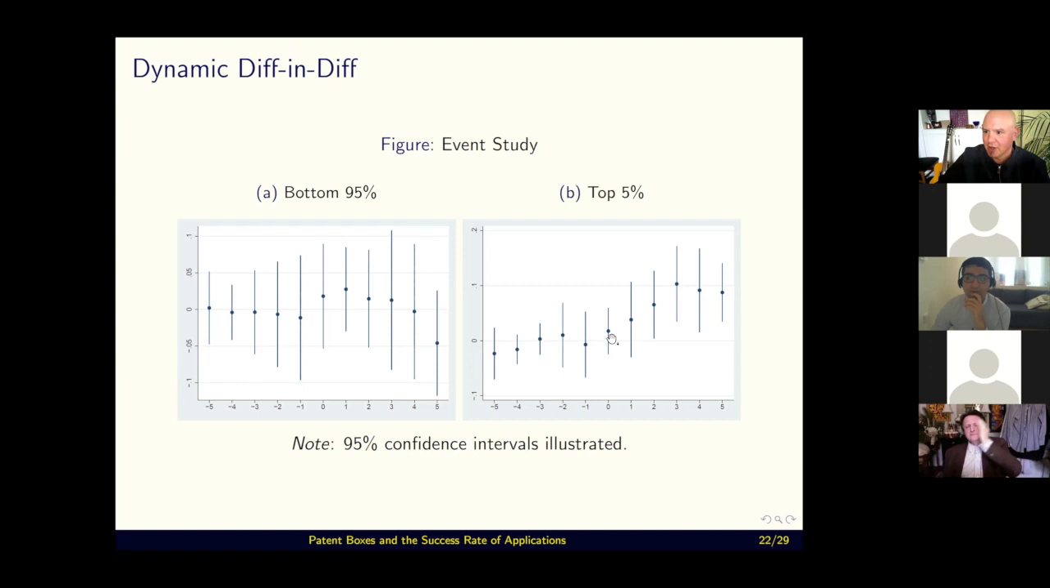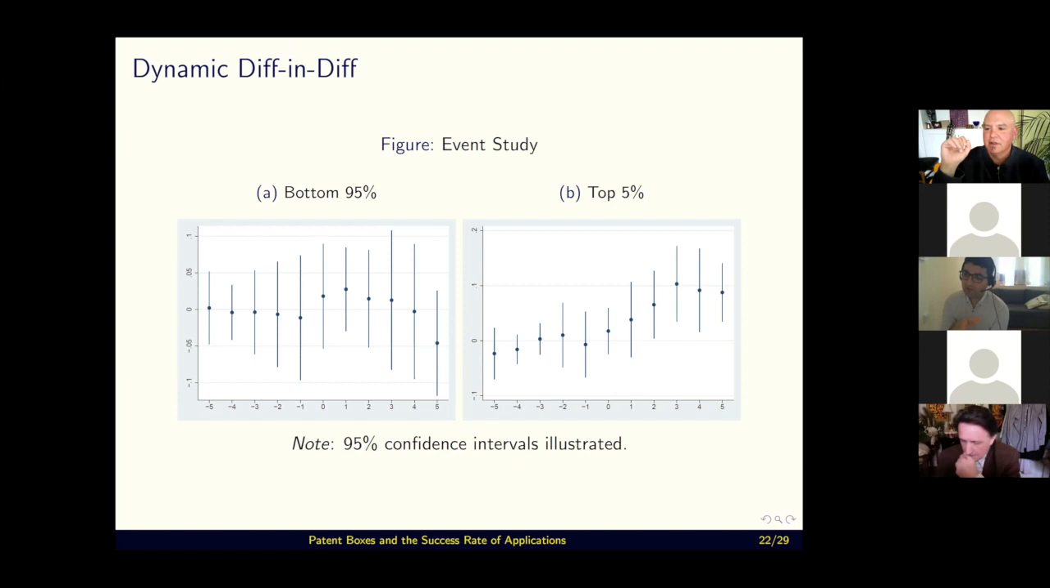And it doesn't. What is the date exactly here? The date is the date of submission, the date of publication. This is the year. So this is applications submitted in the year the patent box takes effect. So does it mean that after 2 years, the patents that are submitted are becoming more significantly granted?